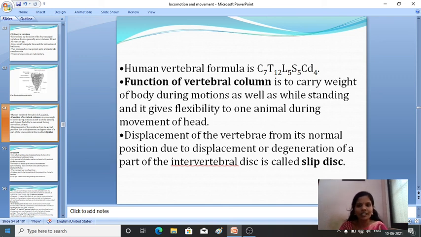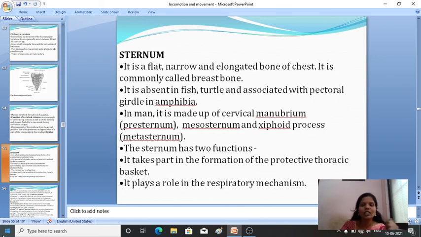First, it will help to carry the body weight during motions, and also it will help during standing, and it will give flexibility for the animals during the movement of the head, right? Then the displacement of vertebrae from its normal position, due to the displacement and disintegration of part of the intervertebral disc, is called slip disc. Okay. Next comes the sternum.